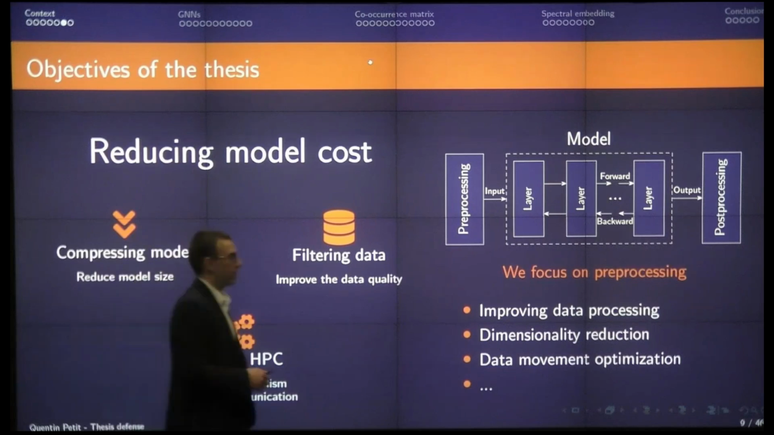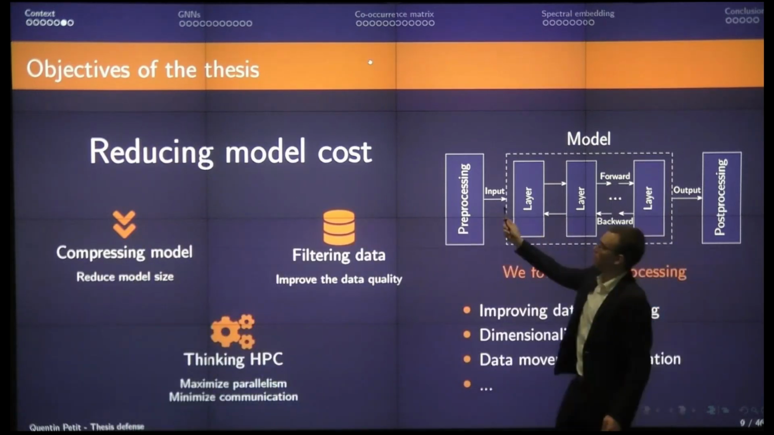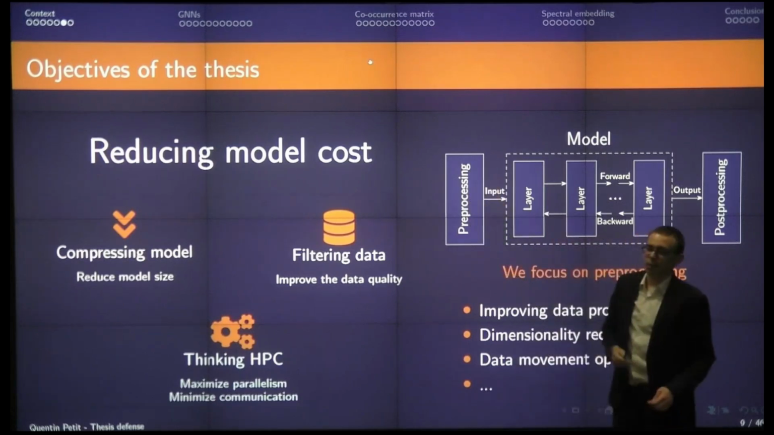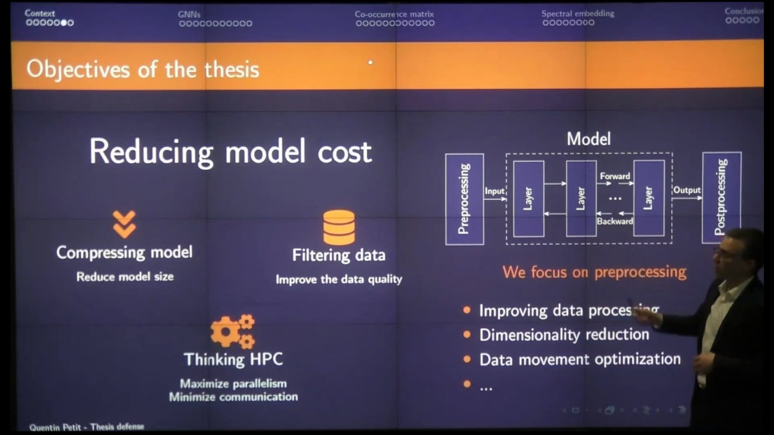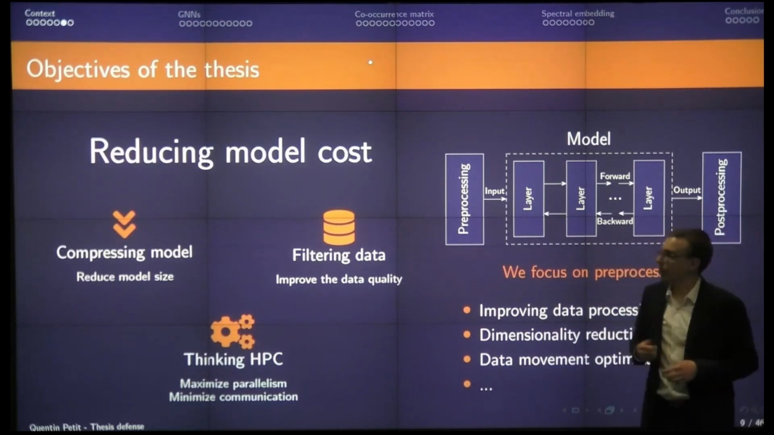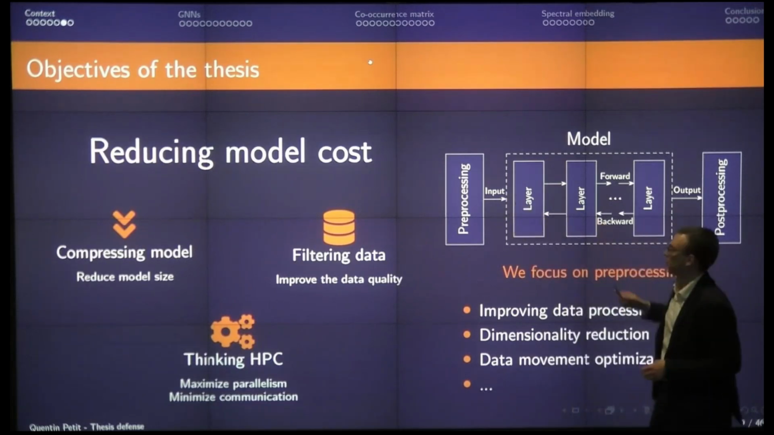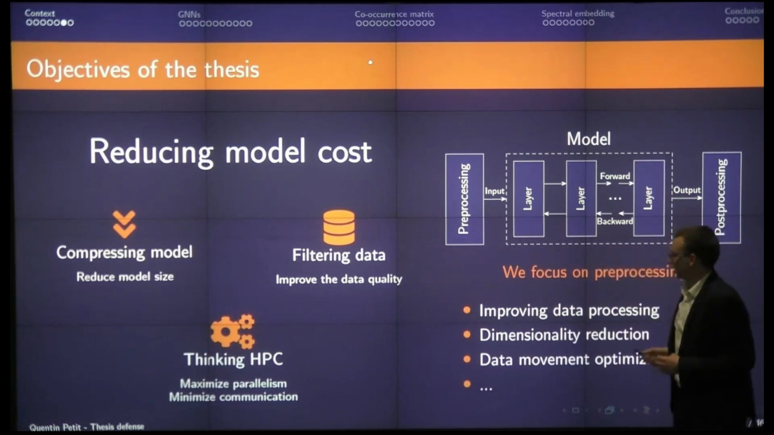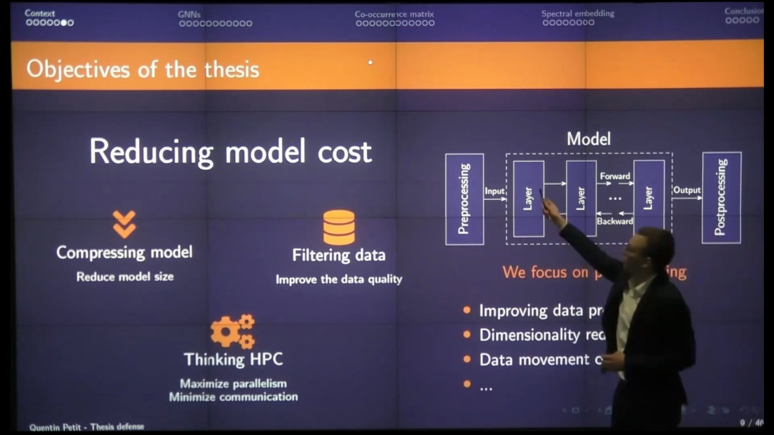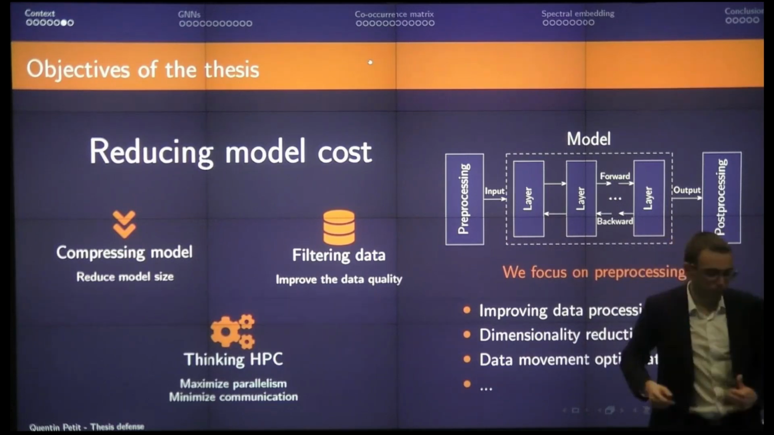In this thesis, we mainly focus on the pre-processing part here. This means that we will transform and build new methods that will be applied on data before it is given as input to the model. And we ensure the data processing. For that, we also try to use dimensionality reduction, and we make sure that we have good data movement and load balancing.